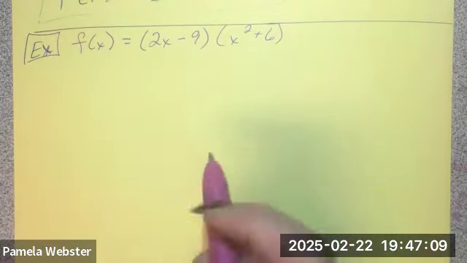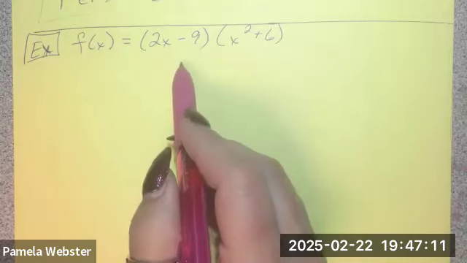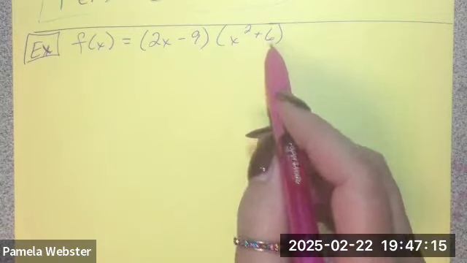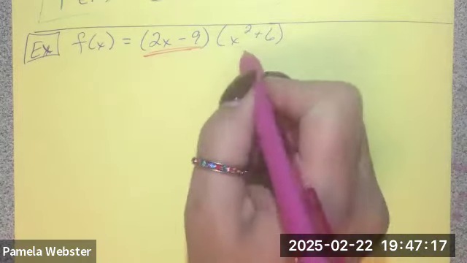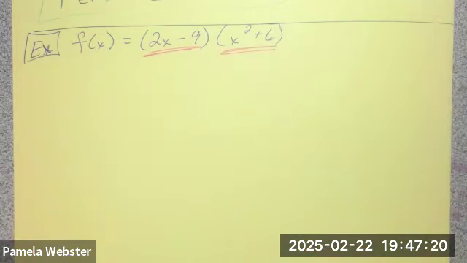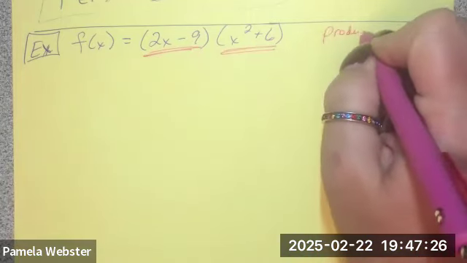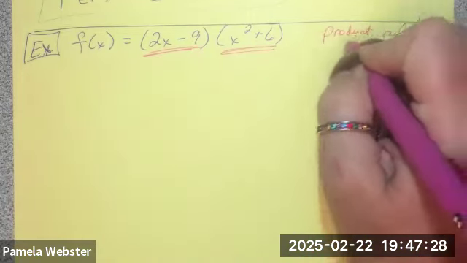Here's my next example. F of x equals 2x minus 9 times x squared plus 6. There's one function and there's another. I think both of those are functions. I see they're being multiplied. So I say to myself, two functions being multiplied. I'm going to use the product rule.